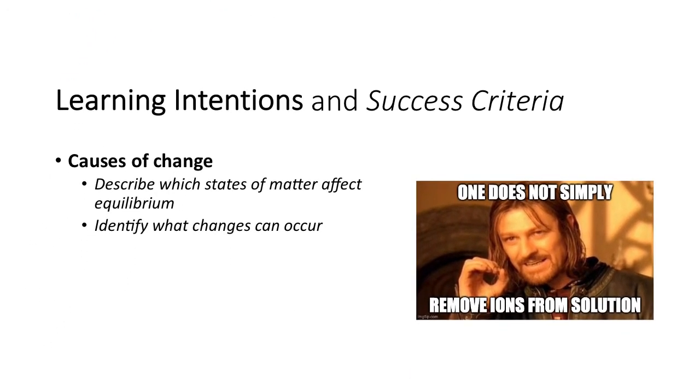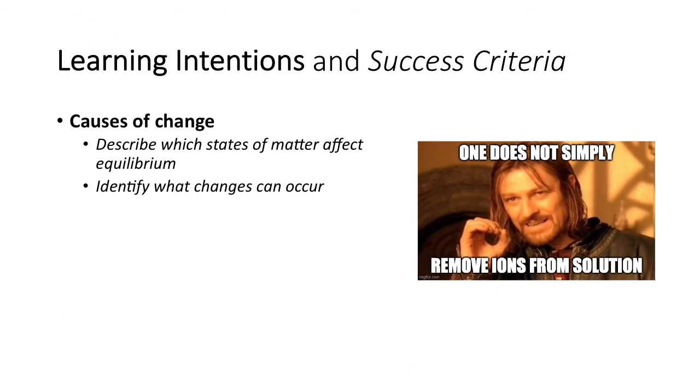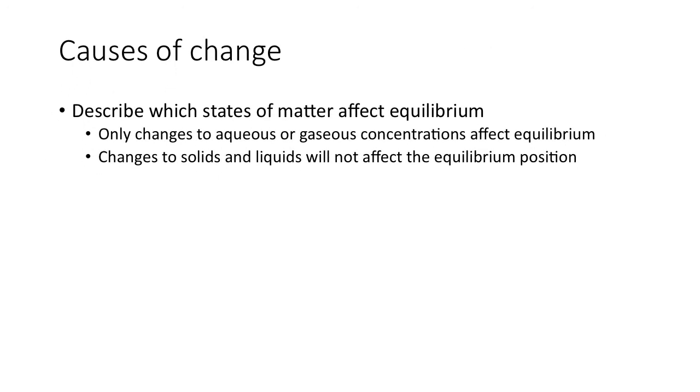All right, so what are we going to be learning about? We're going to be learning about which states of matter affect equilibrium and identify what changes can occur. The idea is that we've learned about equilibrium systems. We've learned what a dynamic equilibrium system is, right? And since we have systems which can be at dynamic equilibrium, they're going to have constant macroscopic properties. The idea is that you can then cause changes to those equilibrium systems, and you have to work out what's going to occur to those systems.